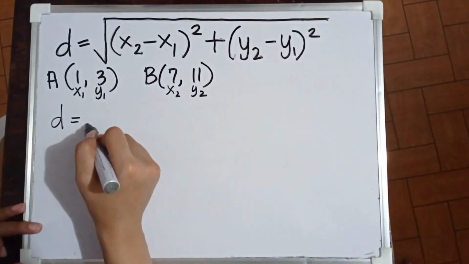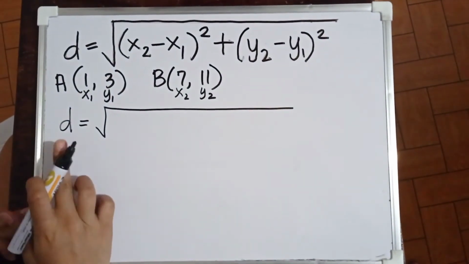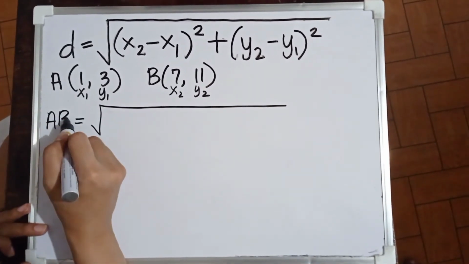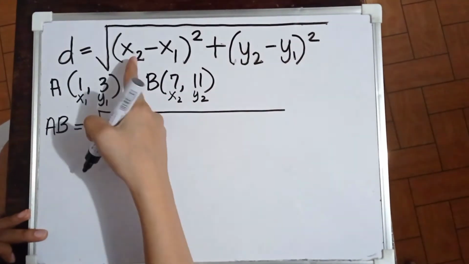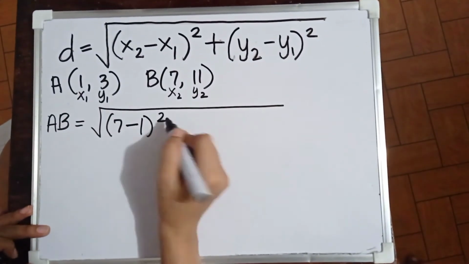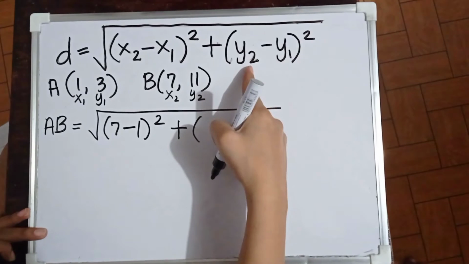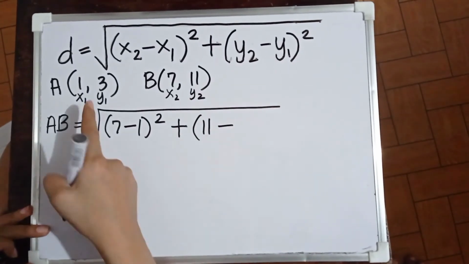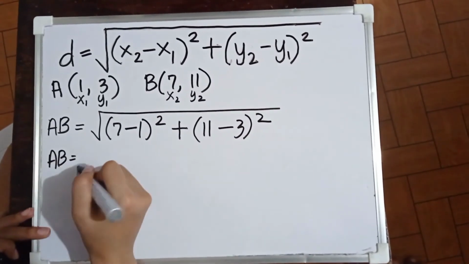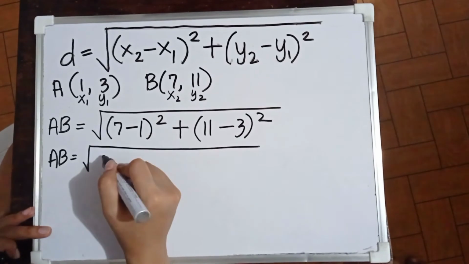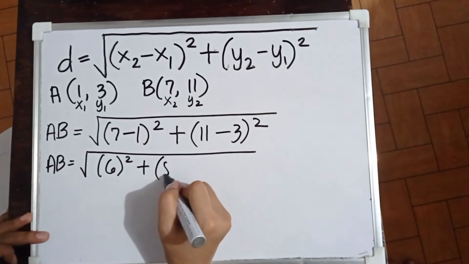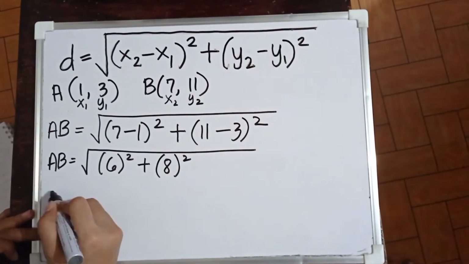So, distance is equal to square root of, actually, minsan, hindi na letter D ang ginagamit, kundi yung points na given. Point A and point B. Okay? So, dito, x sub 2 is 7 minus x sub 1 is 1, tapos square, plus y sub 2, 11, minus y sub 1, 3, tapos square. So, AB, the distance between points A and B, 7 minus 1, 6 square, plus 11 minus 3 is 8 square. Okay, tama ba?